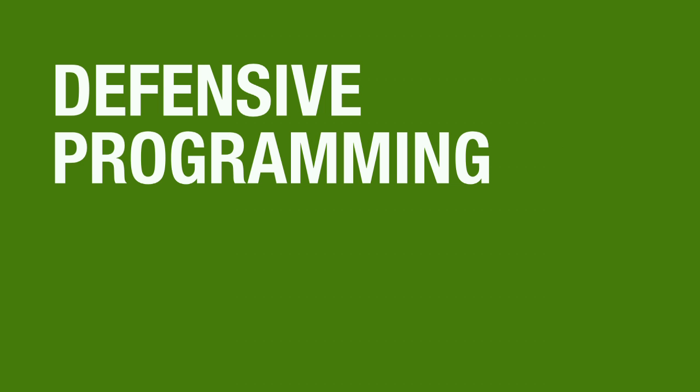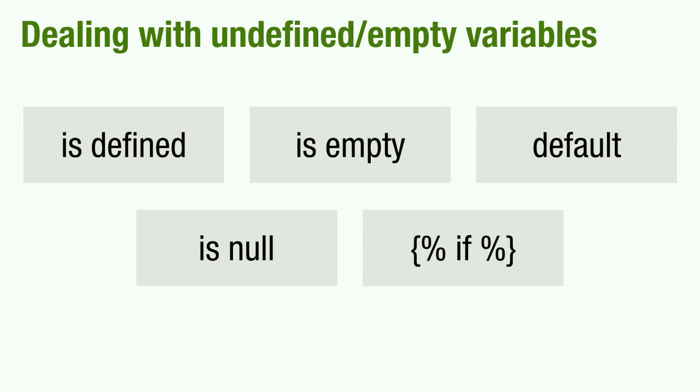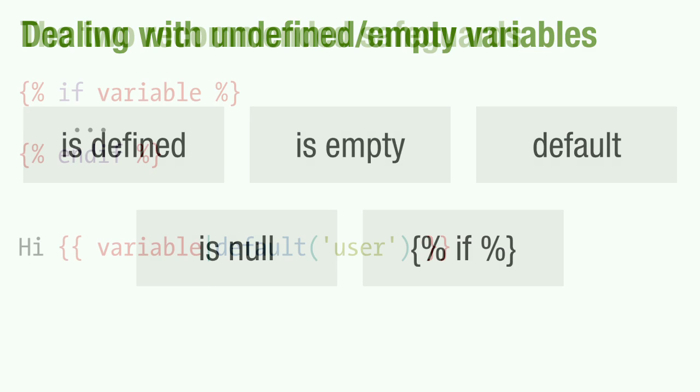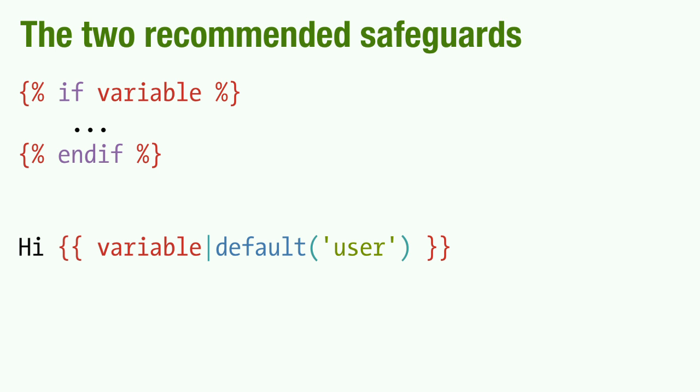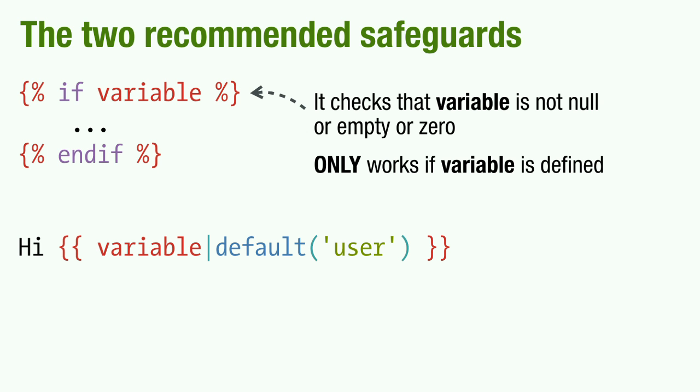Okay, the next topic I want to talk about is defensive programming. This one is kind of interesting. Whenever you're using variables, sometimes a variable does not exist, so what do you do if the variable does not exist, or if the variable is empty, what is the default value and things like that. When you check if variable, like the first example here, it checks that the variable is not null or empty or zero, right? If that's the case, then you enter the if condition. But that only works if the variable is actually defined. If it is not defined, you will get an error.